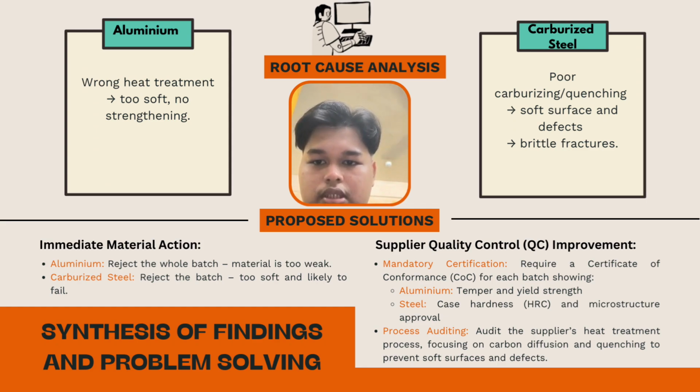Moving on to carburized steel, the problem lies in poor carburizing and quenching, resulting in a soft surface and defects that cause brittle fractures. As a solution, we decided to reject the whole batch for the same reason, as it's too soft and likely to fail. In our root cause analysis, we have identified the core problems, which are wrong heat treatment for aluminium and poor carburizing for steel. These issues lead to material weakness that compromises their integrity.